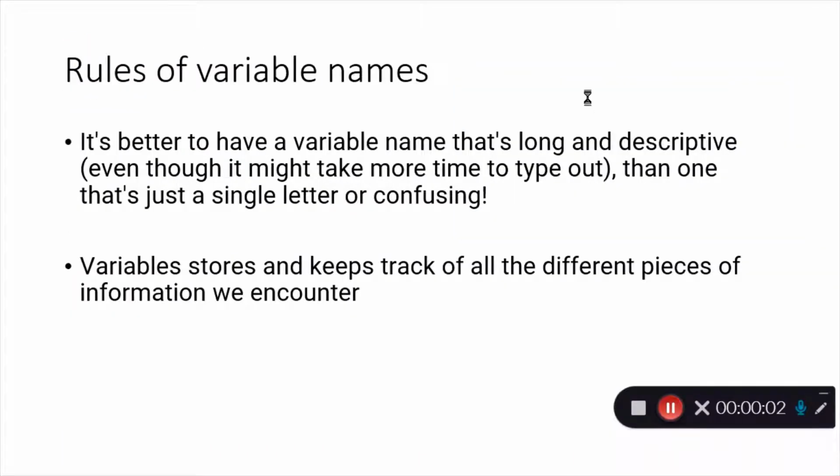How can we name variables? We have some rules for variable names. It's better to have a variable name that's long and descriptive than one that's just a single letter or confusing. Even though it might take more time to type, a variable stores and keeps track of all the different pieces of information we encounter, so it should be clear and understandable.